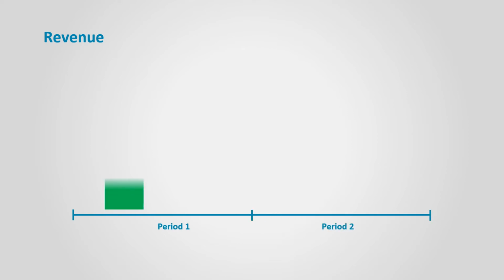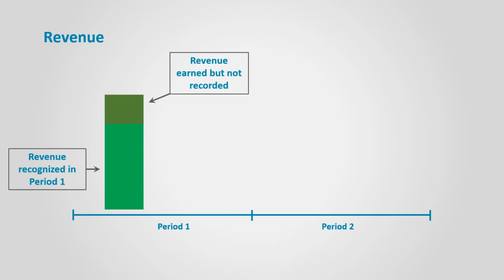Sometimes, not all revenues may have been realized during a given period, but should be recognized and recorded for the same period. The purpose of the adjusting entries here is to include such revenues in the given period.